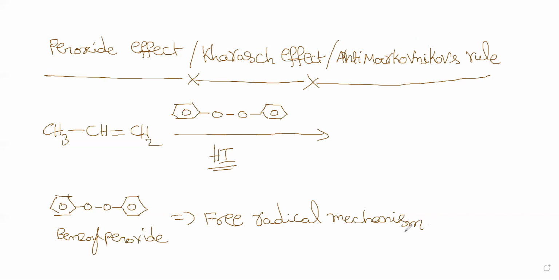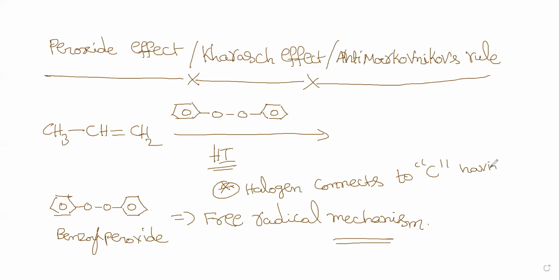So when it follows a free radical mechanism, I can't tell whether it's a negative part or the positive part. But what I can tell is, in this case, the halogen connects to the carbon having more number of hydrogens. That's all I can tell you. Why I cannot tell the negative part of the reagent is because when you have peroxide, it will undergo something called a free radical mechanism.